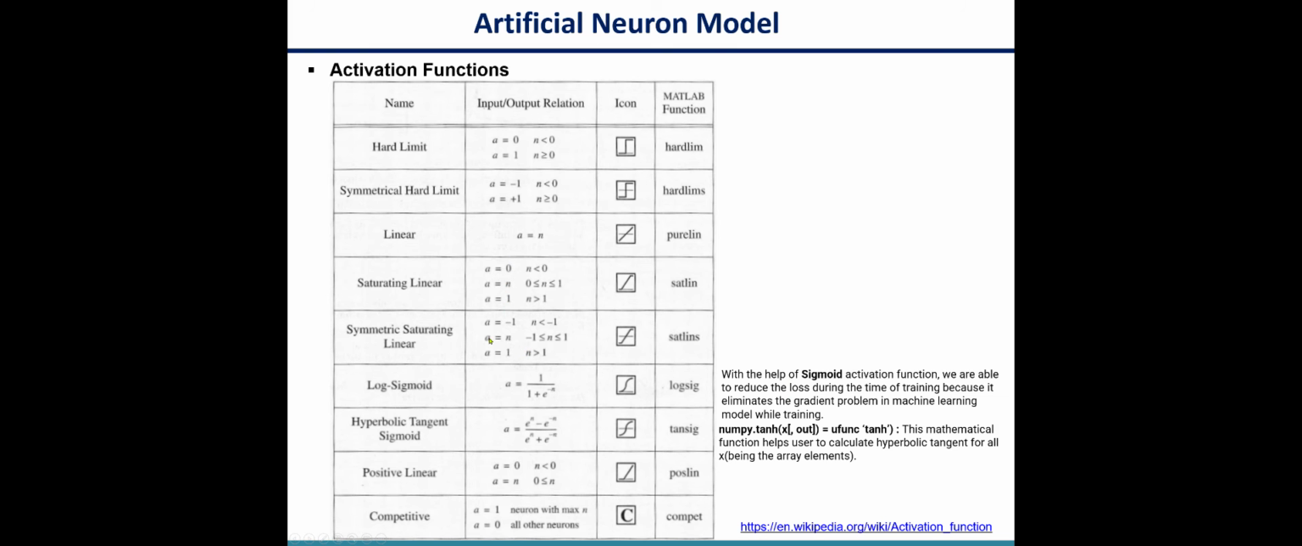The linear one is just n, and the saturating one is n from 0 to 1, for n greater than 0 and less than 1, and the symmetric one is from -1 to +1. They belong to the whole family of activation functions. With the help of the sigmoid function, we are able to reduce the loss during training, because it eliminates the gradient problem in the machine learning model while training. Otherwise there are gradient problems and failures.